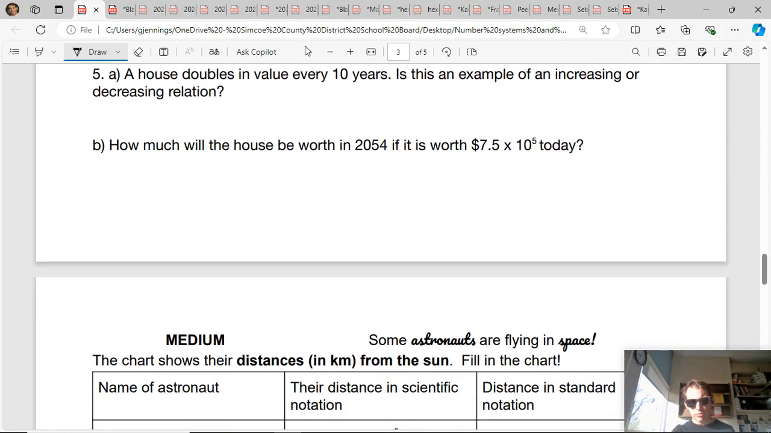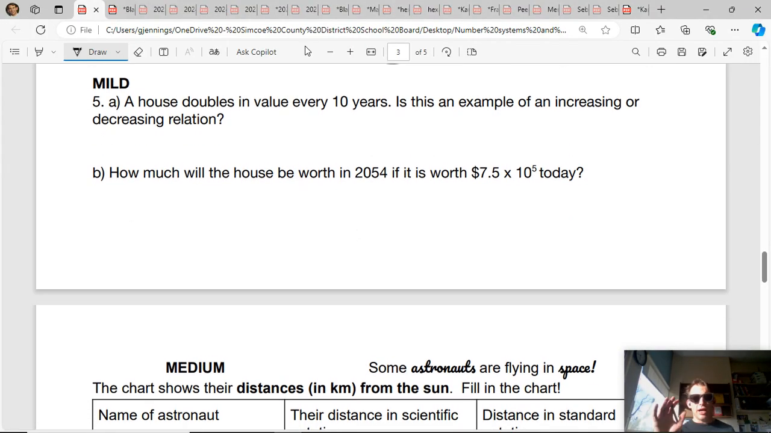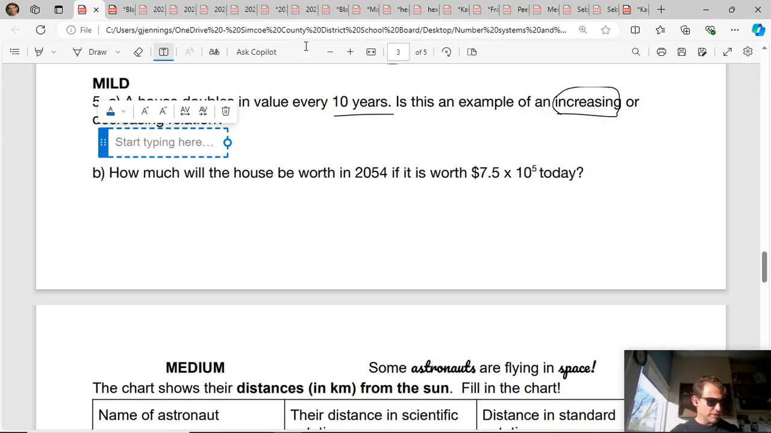Okay, now some word problems. All right, so here's a mild one. A house is doubling in value every 10 years. Every 10 years it's going to double. This is an increasing relation. So you can write a sentence like this.